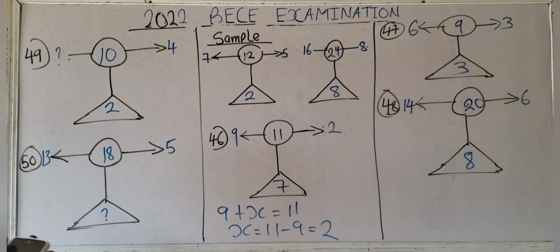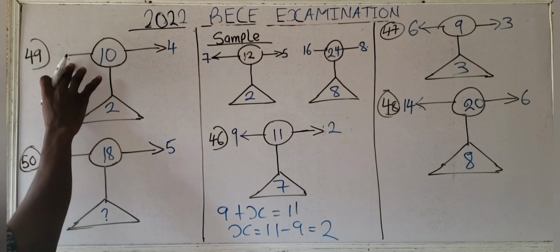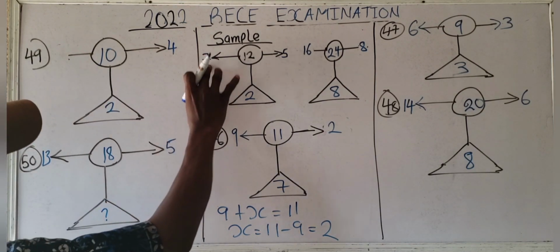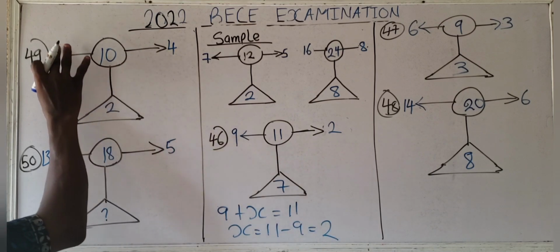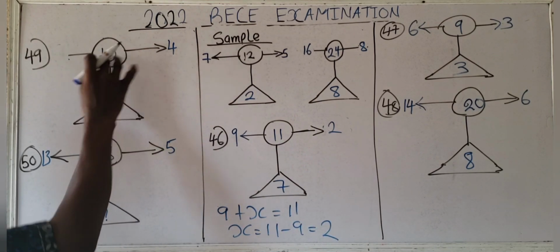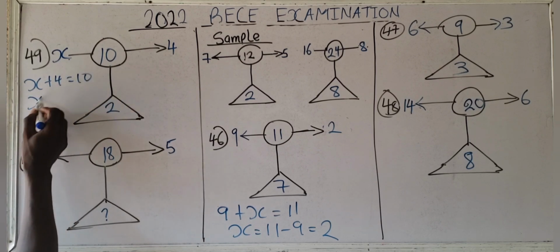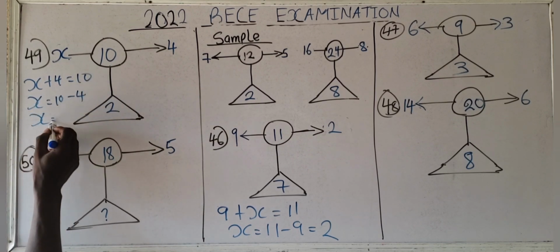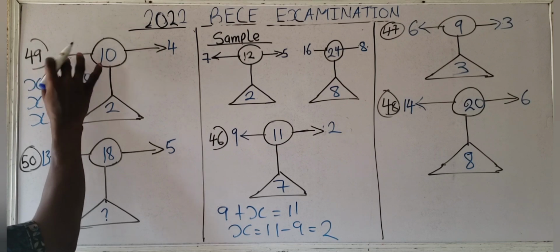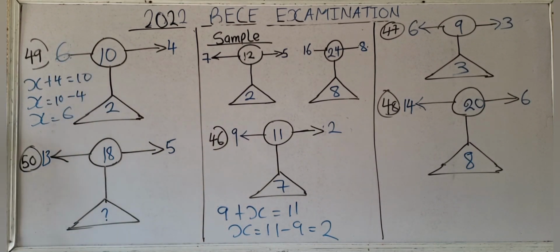And question 49. Okay, we are asked to find what will be on this side. Since we know that the sum of this side and this side will give us what is here, that means that the sum of this and this must give me 10. So let's represent it as x: x plus 4 must give me 10. That means that x will be equal to 10 minus 4. That is x equals 6, okay? So the value of x here will be 6. So for question 49, the correct option is option D, that is 6.